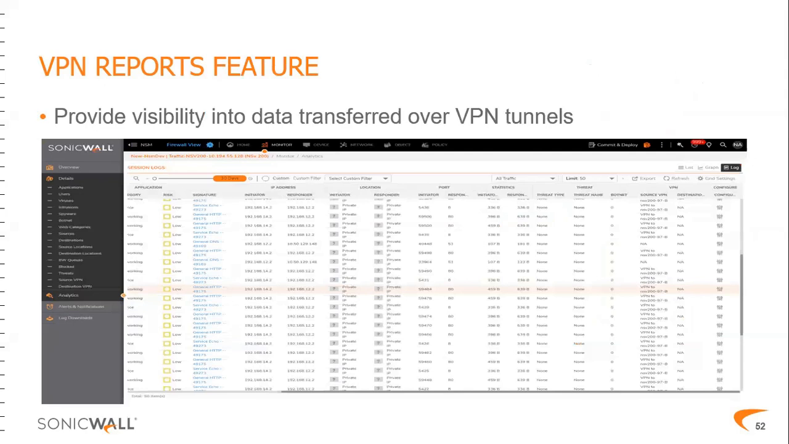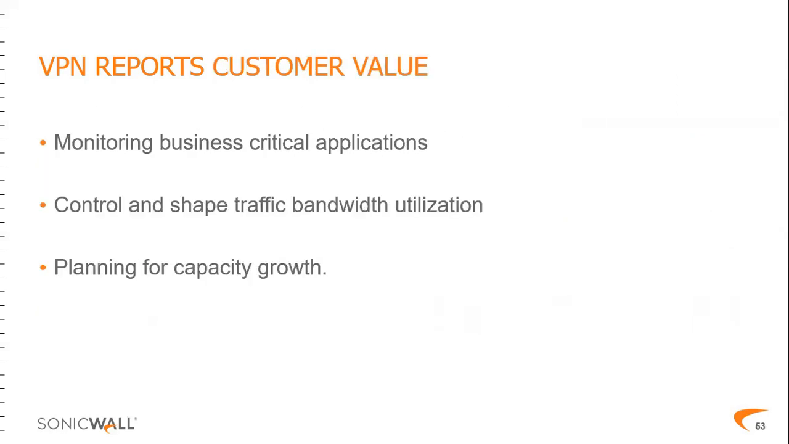So this is an example of the report features, because they provide you visibility into data transfer over the VPN tunnel. You can see the initiator, the responder, and how much data they are actually transferring. From there, you can see all the resources and the bandwidth for your VPN. It helps you monitor business critical applications, control the bandwidth, and plan for capacity growth.